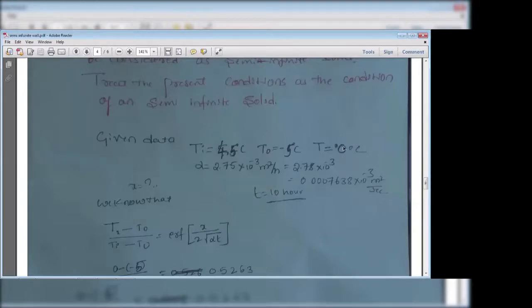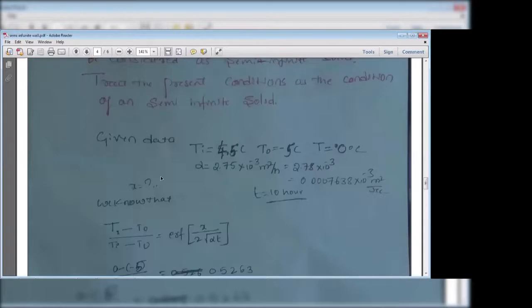We have to maintain 0 degrees Celsius. Then alpha is equal to 2.75 × 10^-3 meter square per hour. So you have to keep it in meter square per hour only. I calculated in meter square per second, but you need to keep it in meter square per hour because time is given in 10 hours only. Understand? The T is given in 10 hours.